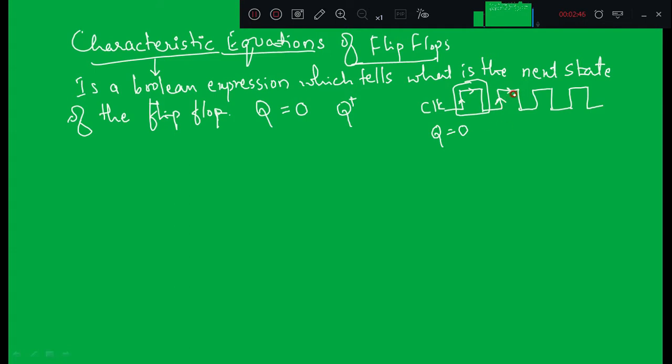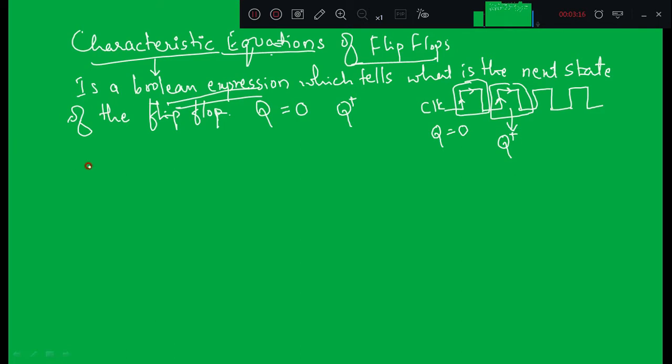What is the state of the flip-flop when the next control input is applied? That is given by a Boolean expression, and that expression itself is nothing but the characteristic equation. The next state of the flip-flop is always represented as Q plus. Q gives the previous state of the flip-flop, and Q plus is the next state of the flip-flop.